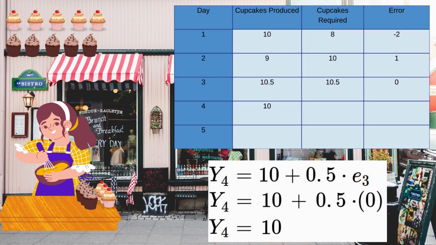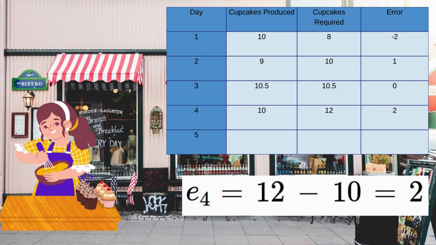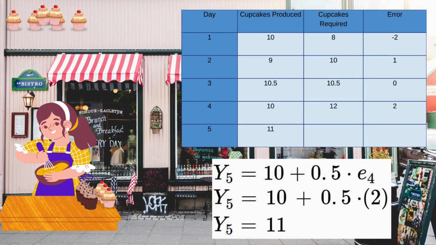On the fourth day, we calculate the number of cupcakes to be produced. Therefore, y4 is equal to 10 plus 0.5 times e3. As e3 is equal to 0, y4 is equal to 10 plus 0.5 times 0. Therefore, y4 is equal to 10. At the end of the fourth day, we were informed that the number of cupcakes required that day was 12. Therefore, the error on the fourth day, e4, is equal to 12 minus 10, that is equal to 2.